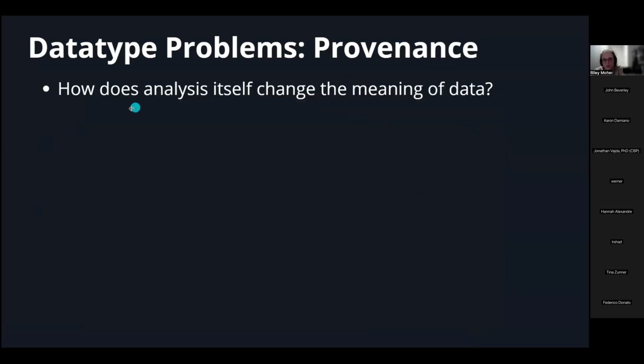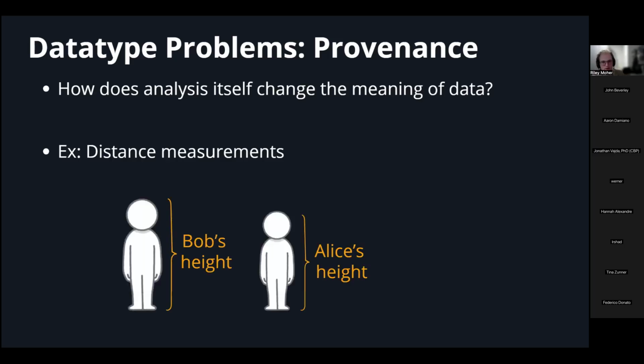So there's also the issue of provenance. Not only is it difficult to initially represent the data, but as we actually do the analysis and combine values together, the meaning of the data itself changes over time. And to make that more concrete, let's take the example of a special kind of distance metric. Say we've got a couple of people, Bob and Alice, and we take a meter stick or a measuring tape and we want to measure their height, right? So we can get Bob's height and Alice's height.